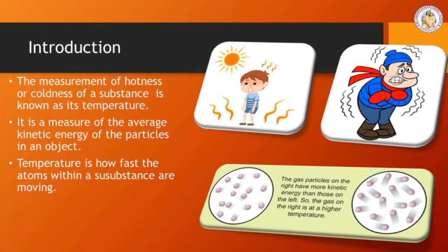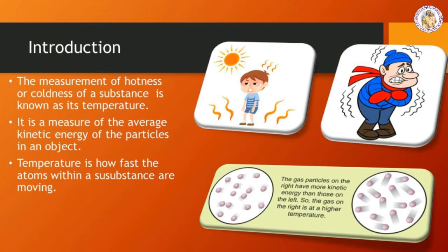Introduction. We shiver when it is cold outside and sweat when it is hot outside. But how can you measure those weather temperatures? Temperature is involved in many aspects of our daily lives. The measurement of warmness or coldness of a substance is known as its temperature. It is a measure of average kinetic energy of the particles in an object. Temperature is related to how fast the atoms within a substance are moving.